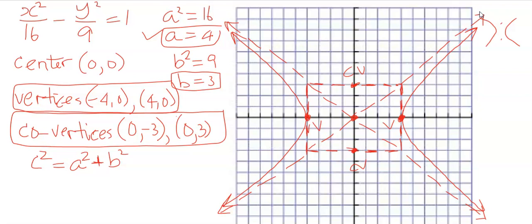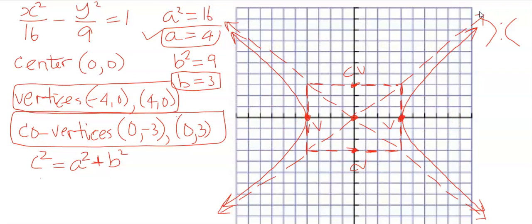Now, you know your foci are farther away from the center than the vertices are. So one focus is going to end up over here somewhere in this region, and the other focus is going to end up over here somewhere in this region. They might be close to the vertices. Yes, they could be very close, or they could be kind of far apart. But that's about where they're going to end up.